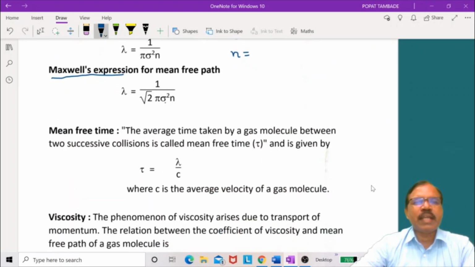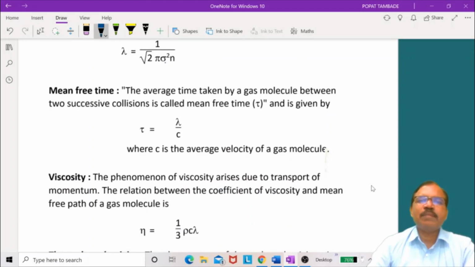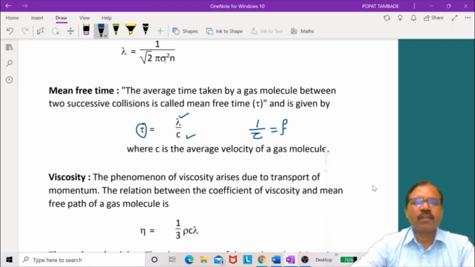Now mean free time. The average time taken by a gas molecule between two successive collisions is called mean free time tau. And what is that? Lambda, that is mean free path, upon average velocity of the gas molecule. So that is tau. And 1 upon tau is called collision frequency, the number of collisions per second.